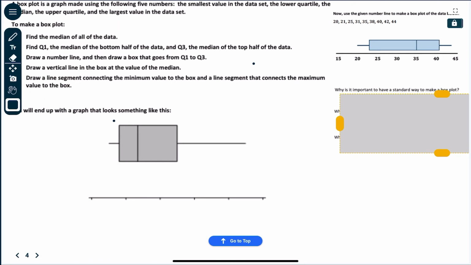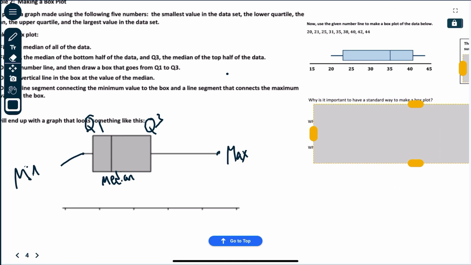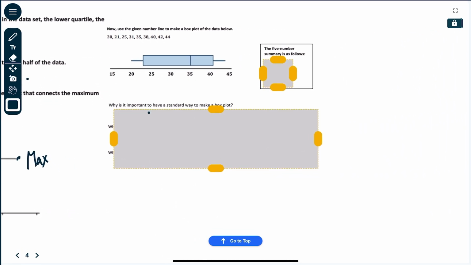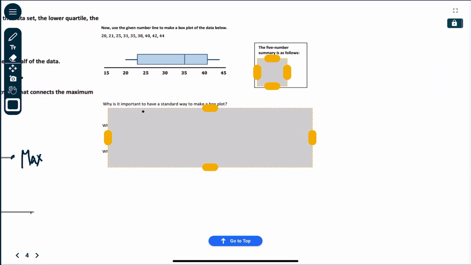Okay, so here's Q1. This is the median right here. This is Q3. And then this value right here is called the minimum, and then this is the maximum. Okay, and it'll look something like that. Now, using the number line to make a box plot for the data below. All right, we've done that now.